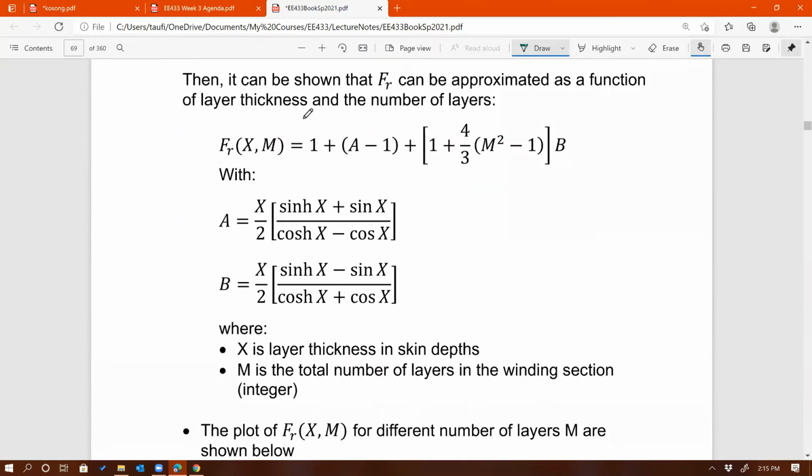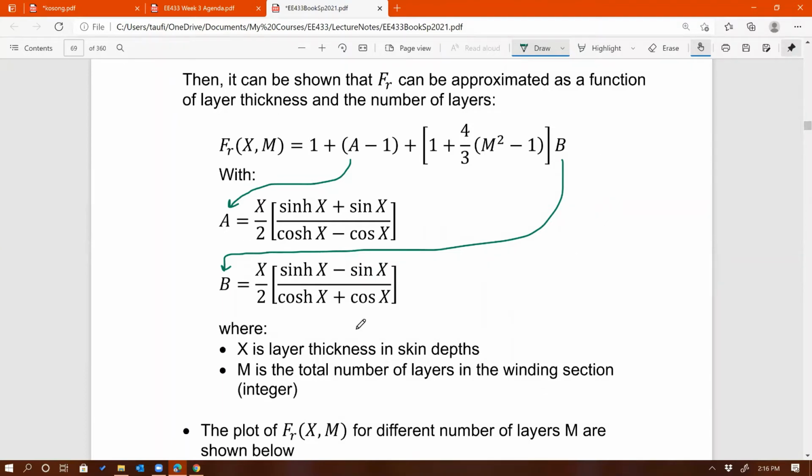So it can be proven from that derivation that F_R is going to be a function of X and M. That's equal to all of these equations on the right-hand side, where A is equal to this equation and B is equal to the next equation, okay? And remember that F_R is the ratio of R_AC to R_DC. It's a function of X and M. What is X, what is M? X is layer thickness in skin depths, and M is the total number of layers in the winding section. It has to be an integer, right?